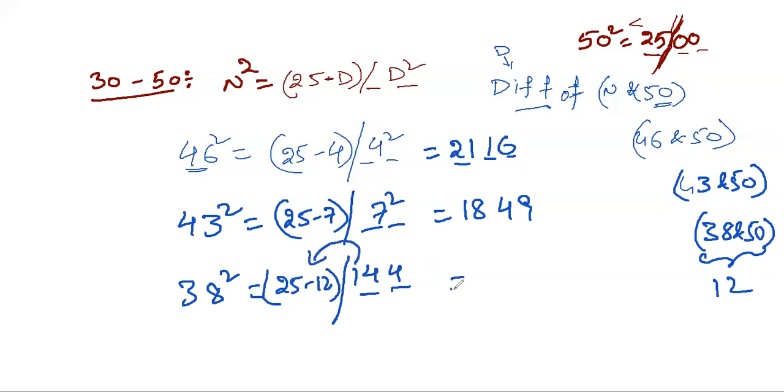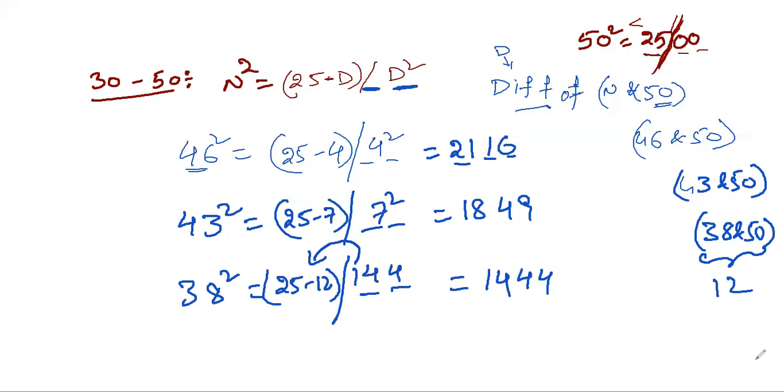Why? Because you require only 2 digits here. Always you require 2 digits here. So that's why you will write 44. After that 25 minus 12 is 13, plus 1 is equal to 14. Then your answer is 1444.